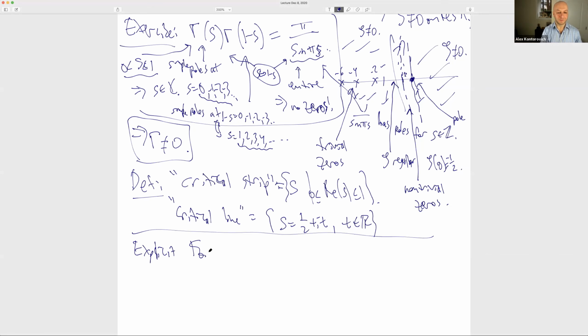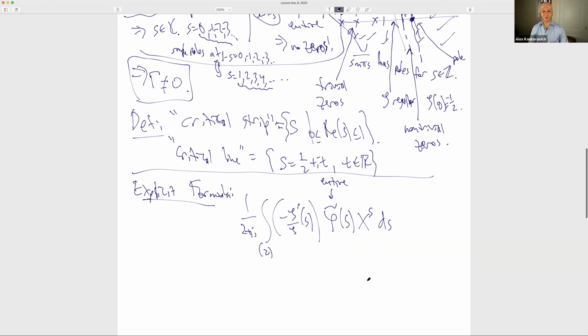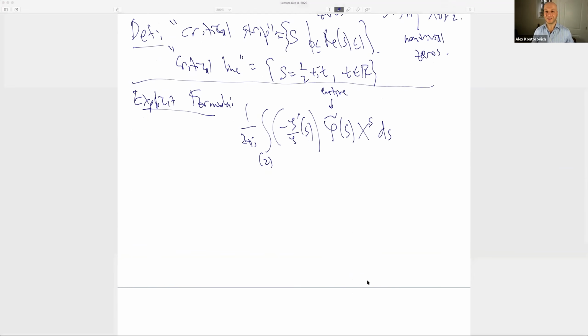Explicit formula. The explicit formula was we took negative zeta prime over zeta. We multiplied by the Mellin transform of some nice function. Let's say this is entire. We multiplied by x to the s, and we took the inverse, well, that is the inverse Mellin transform. Almost. This should be an x to the minus s, but it's more convenient for all kinds of reasons to put an x to the s there.